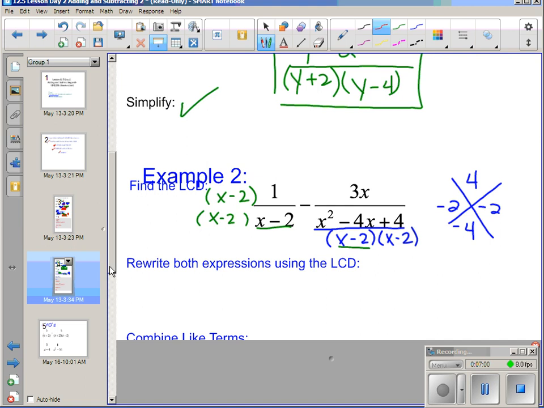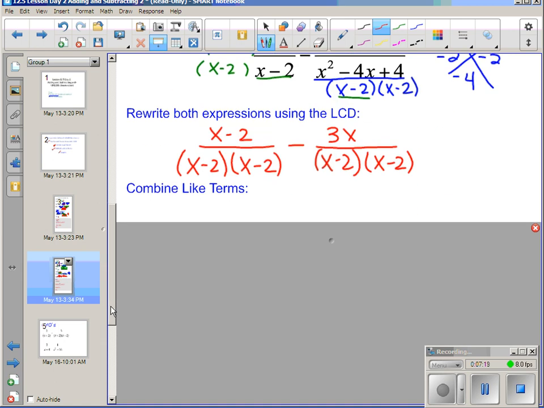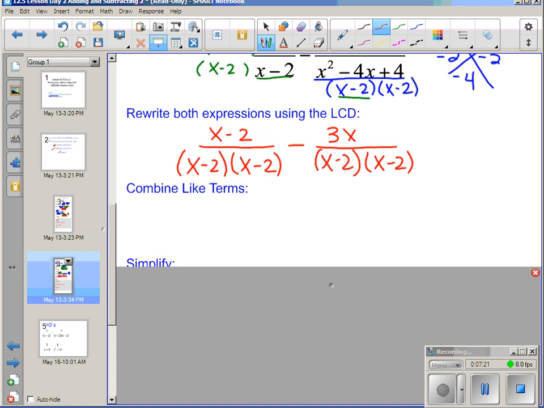So I end up distributing that 1. So on top, I end up with x minus 2. And the bottom is always going to stay the same now. Now that I have my least common denominator of x minus 2 times x minus 2, subtracting 3x. And the denominator is still x minus 2, x minus 2. All right, so now I can start combining. So on the bottom, I'm going to be left with x minus 2, x minus 2.